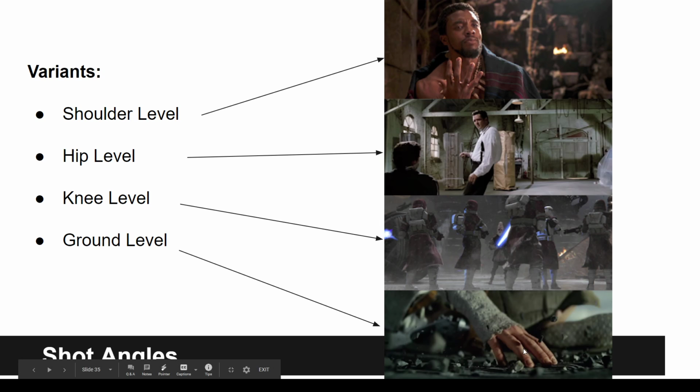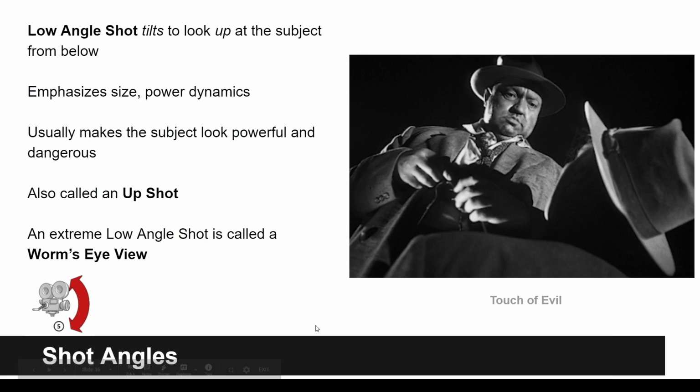And then ground level, this is where the camera is literally sitting on the ground, and we can see that detail shot from one of the Star Wars movies.